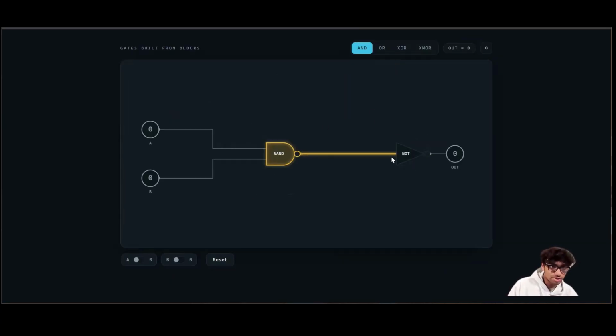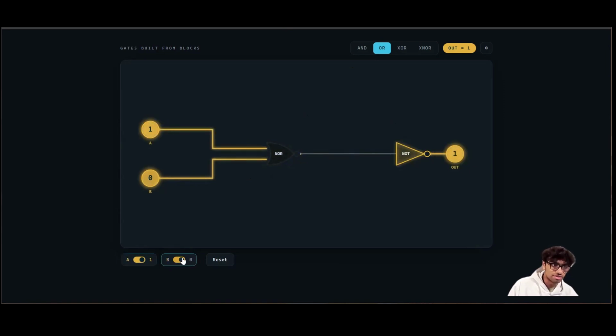To actually make AND, you just put a NOT gate after a NAND, right? So that gets us the functionality of an AND gate. To make an OR gate, you put a NOT after a NOR gate. And so that gets us the functionality of an OR.